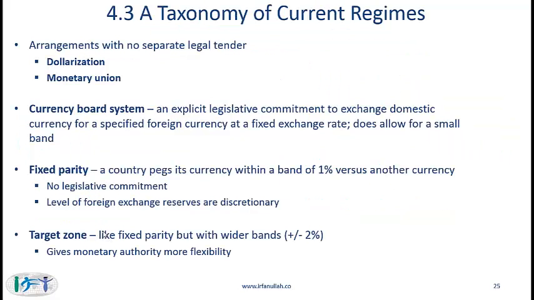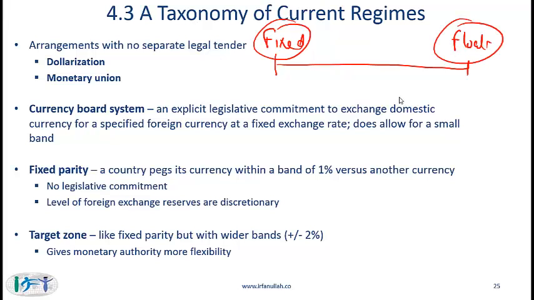Here are the various regimes, and you will notice that these regimes span a spectrum. At one end of the spectrum, we will have rates which are fixed against another major currency such as the dollar or the euro, and at the other end of the spectrum, we'll have exchange rates which are completely floating. Now let's start at this end of the spectrum. The extreme here is that a country does not have its own currency, no separate legal tender. And there are two ways that can happen.